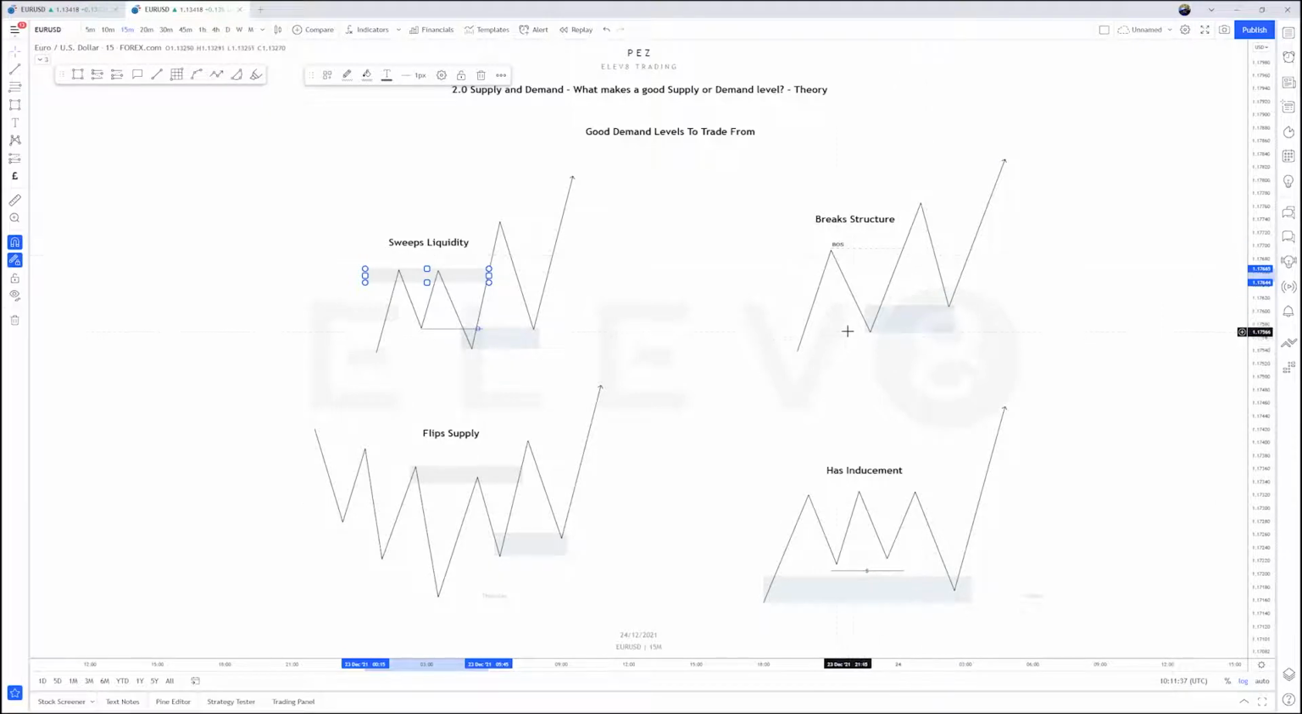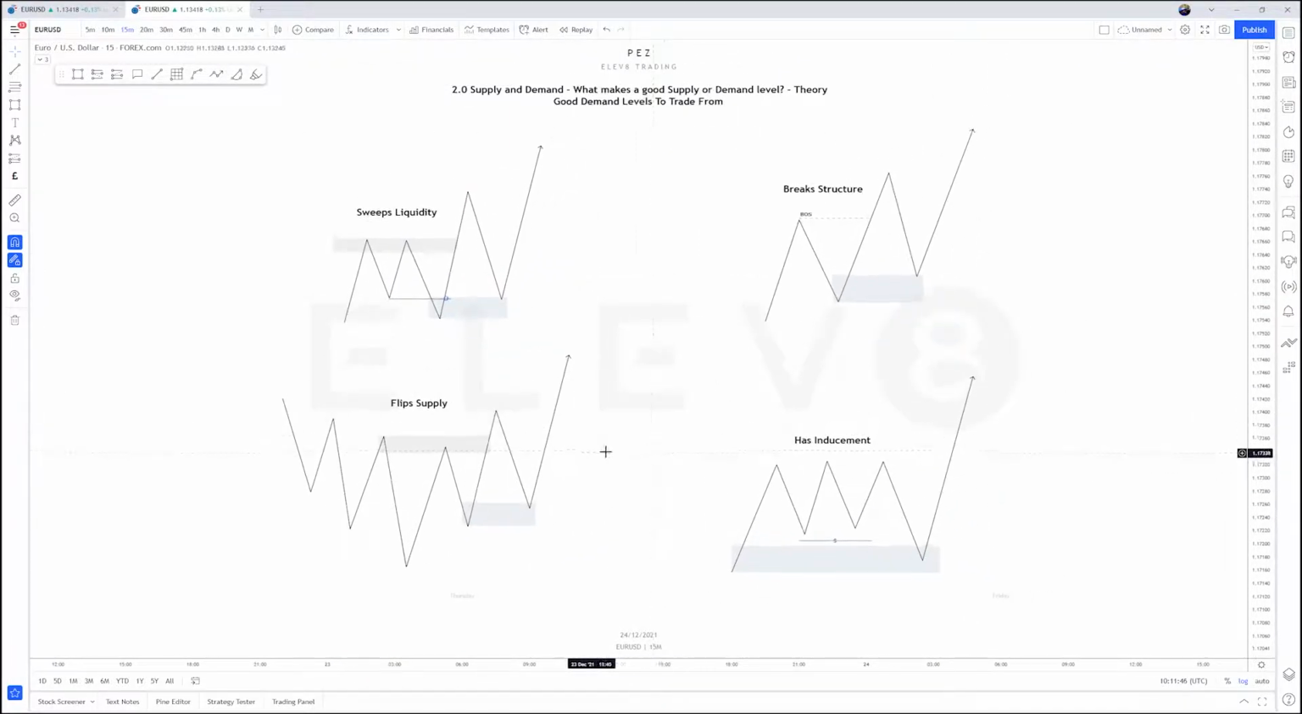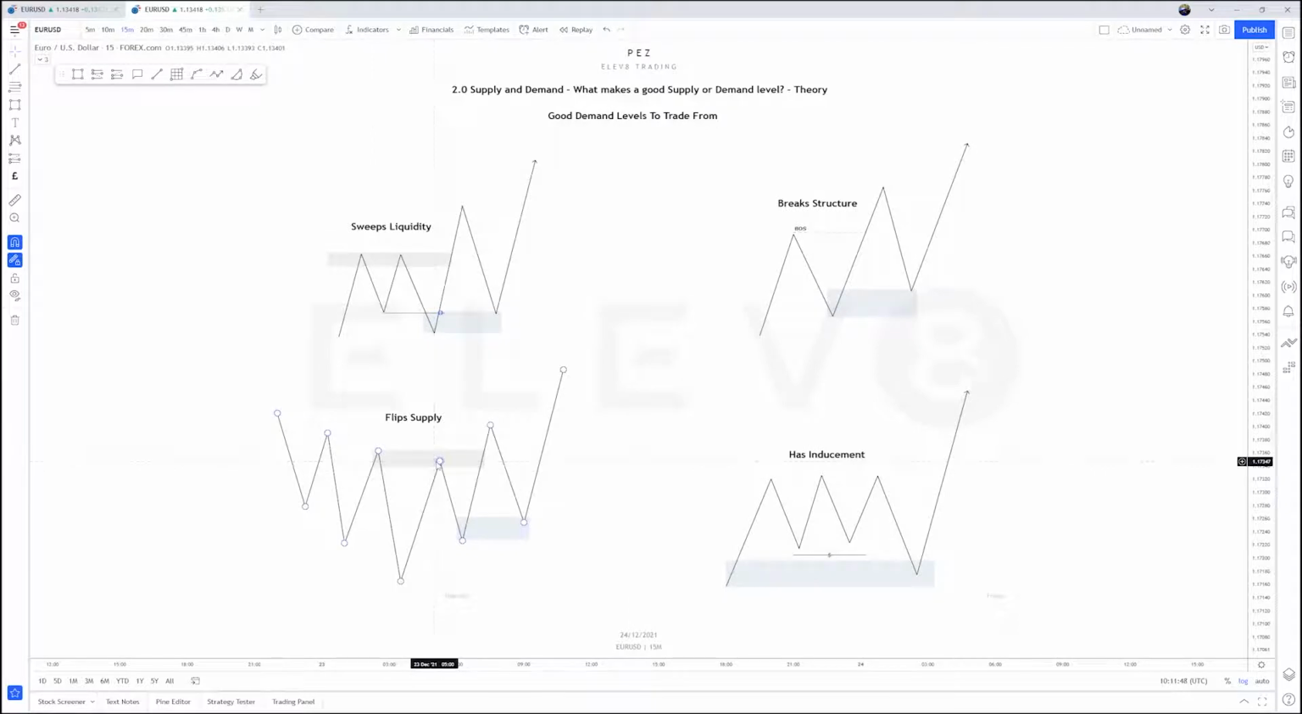Break structure here, you can see this demand broke this internal structure or external, leaving behind this. Flip supply is where it taps into supply, pulls back, supply fails, demand, we enter off of this. Has inducement, again, comes up, creates this inducement above the level, and then we enter on the demand.